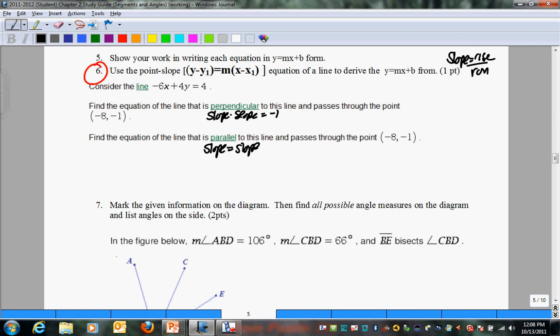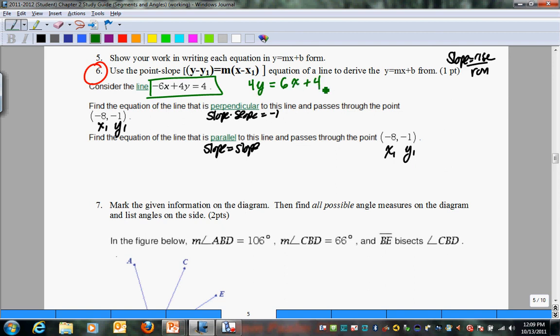And then we have a point, which we're going to call x1, y1. So what are we missing? We need the slope, right? So how could you find the slope of this line? You have to get y by itself, so get the x to the other side. We're going to have positive 4y equals, if you bring it over, a positive 6x plus 4.